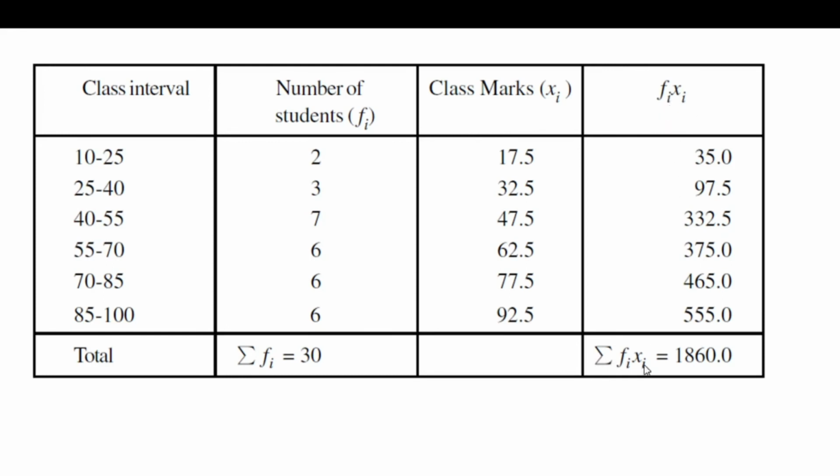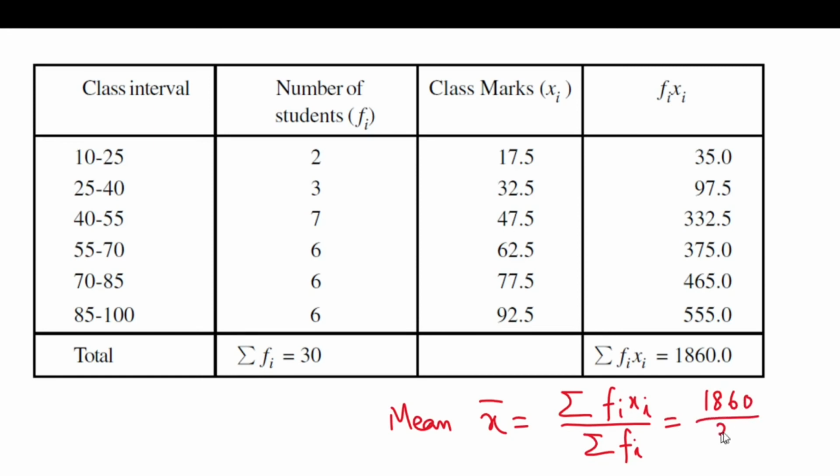To find mean, we have to write the class marks and then write fixi. Here the sum of fixi and sum of frequencies are found out. So mean x bar is equal to sigma fixi by sigma fi. This is 1860 by 30, which is 62.